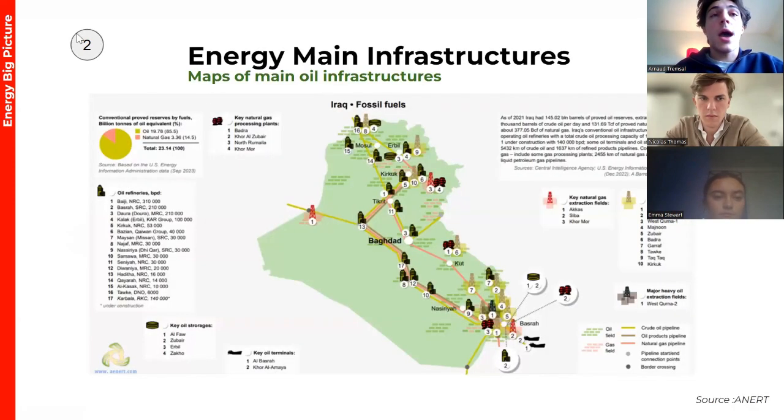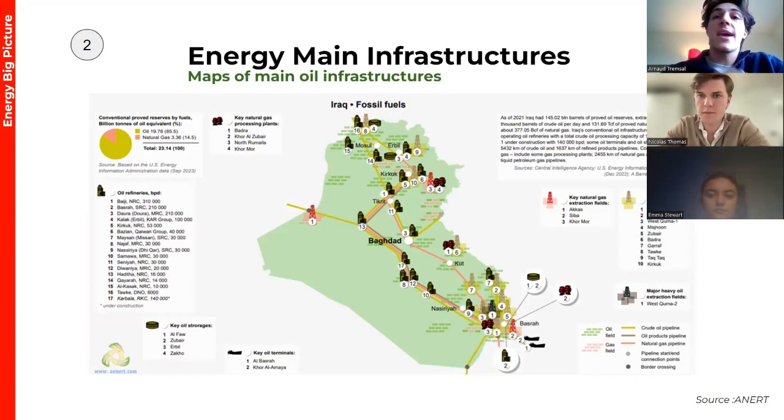So now, to understand this energy and electricity production mix, let's have a look at the map, firstly the main oil infrastructures in the country. So Iraq produces 4,149 barrels of crude oil per day, and its main oil infrastructures are located in the east part of Iraq.